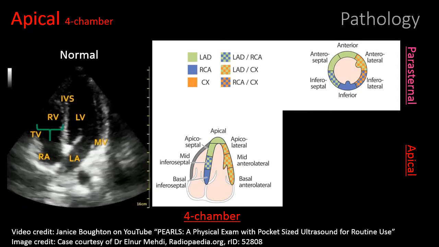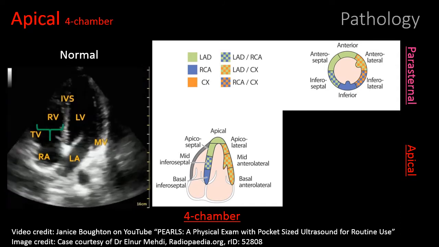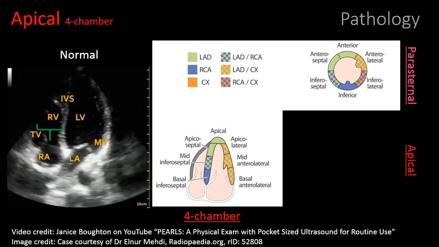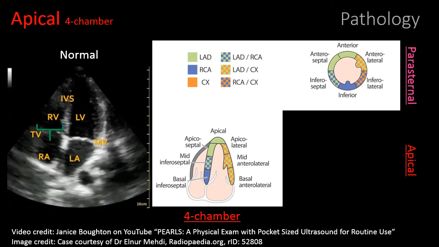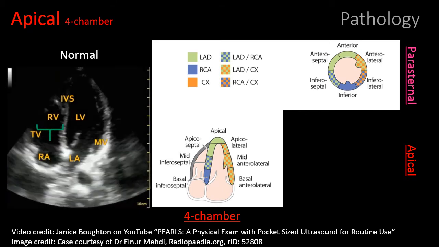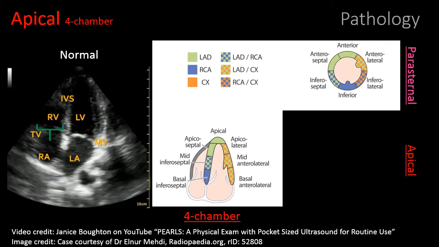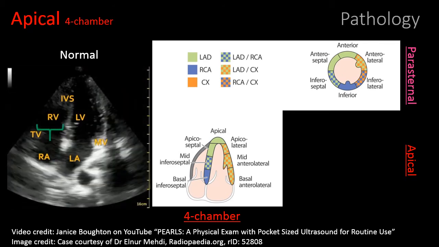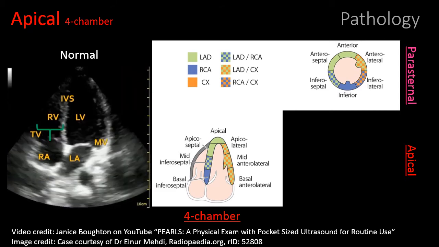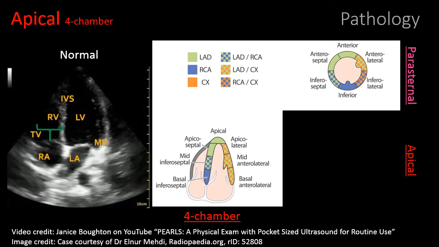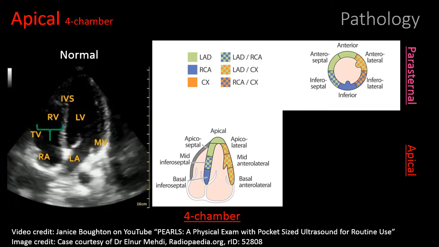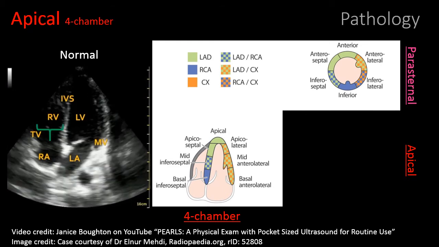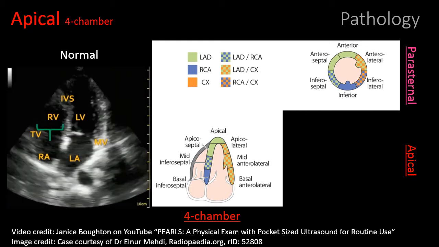So going back to our earlier thought that we saw in the parasternal short view of looking at the different territories of the coronary arteries, in the apical 4-chamber view, we can see some more of those territories of the coronary arteries. And so we can look at how well the walls are moving in that left ventricle and correlate that to coronary arteries.